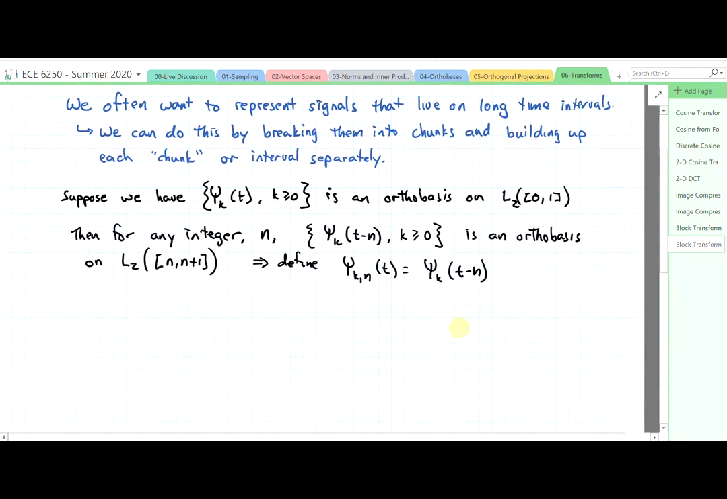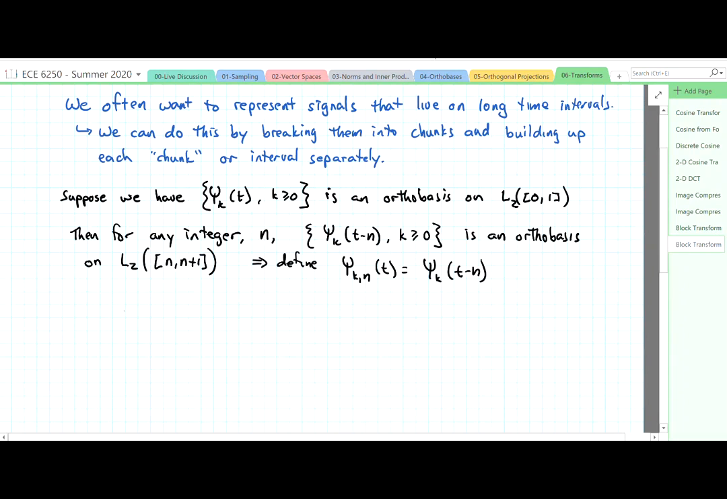Given that, we have this beautiful result, which is that we started with a basis on just 0, 1, and now we have this, for n any integer, and k as before, is an orthobasis for the whole real line.